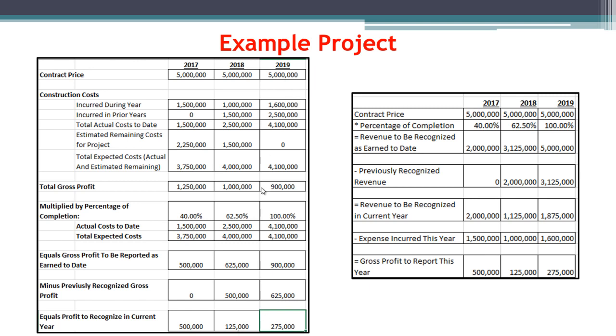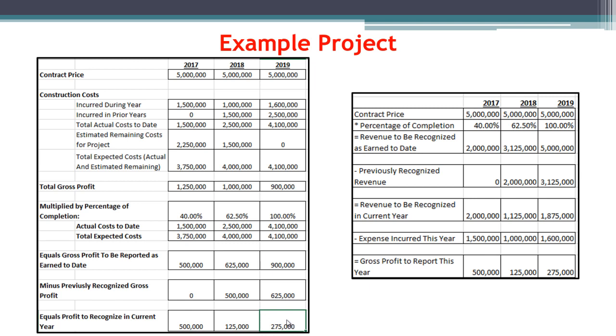In 2019, now we know our profit's going to be only $900,000. We need to make sure we've reported all of it at this point. So $900,000 minus the $625,000 we've already reported, $500,000 and $125,000, tells us we still have $275,000 left to report.